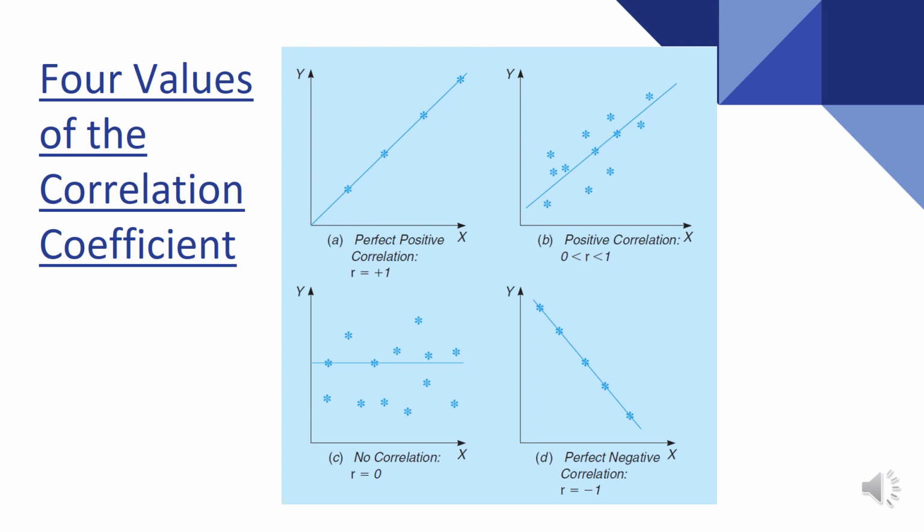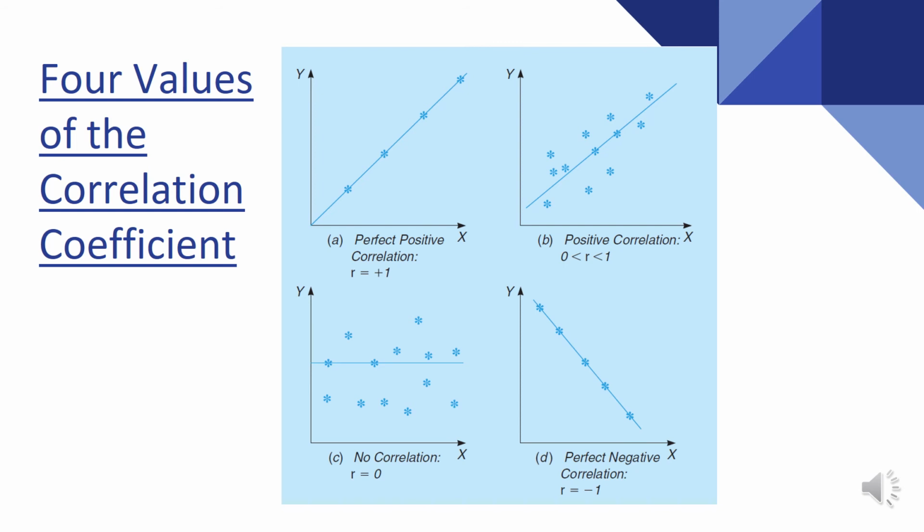In figure B, we have positive correlation when r is greater than 0 and less than 1. And in figure C, we have no correlation when r equals 0. It indicates no linear relationship. So we see here the dots are scattered away from the line.